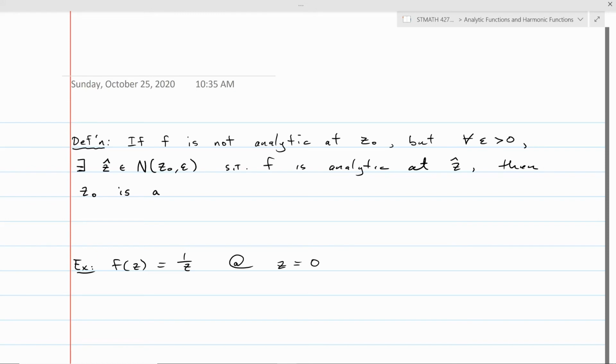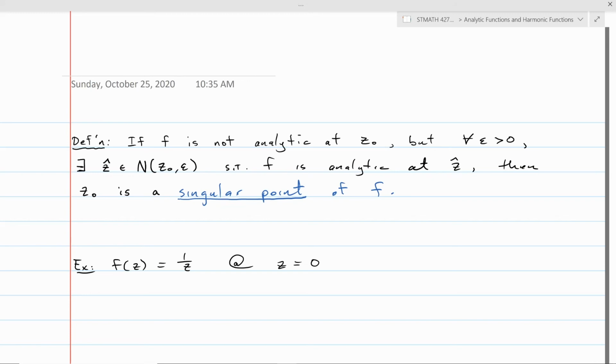All right, so this next definition classifies the way in which a function might not be analytic at a point. If the function is not analytic at some point z0, but for every epsilon, so for every size neighborhood you put around z0, there exists some point in that neighborhood where f is analytic, then we say z0 is a singular point of the function f. So the function's not analytic at the point. It could be differentiable at that point, but we know we definitely don't have a whole neighborhood around z0 where it's differentiable.